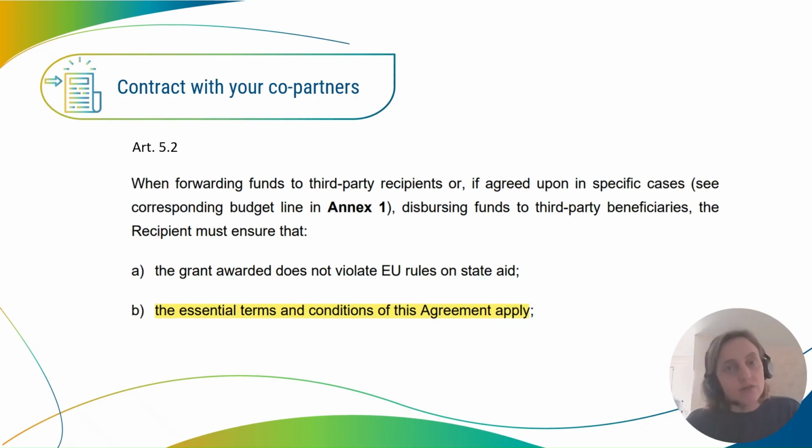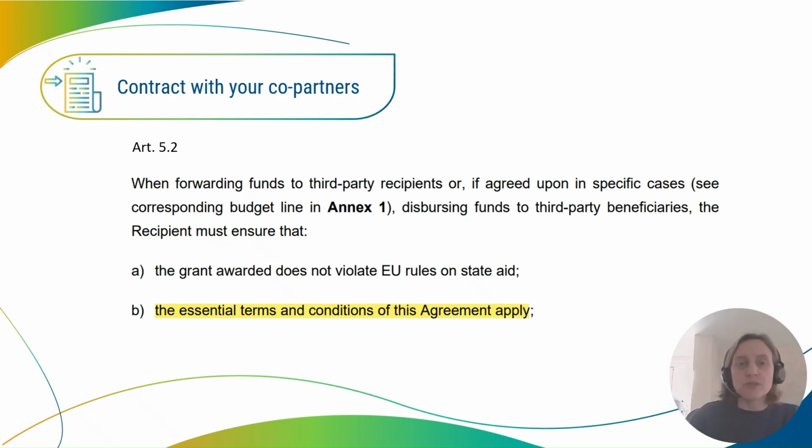I am assuming all of you have consortium agreements in place with your partners. According to Article 5.2, it's your responsibility to ensure that all the key conditions from your grant agreement with us are passed on to your partners. This includes essential points like reporting requirements, procurement rules, or documentation standards. So please take a moment and double check this so that all the aspects are clearly and explicitly covered in your agreements with your partners.